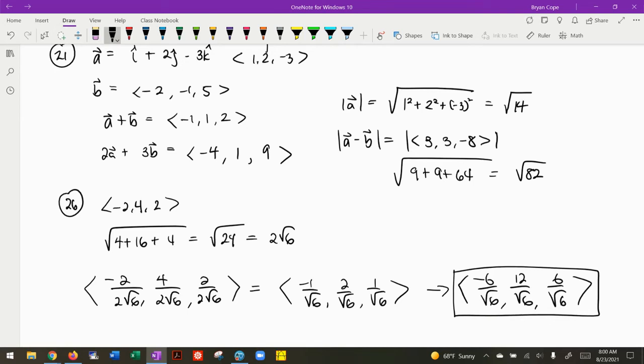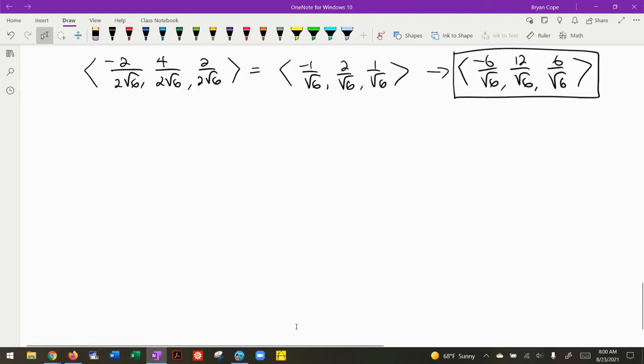Okay, and don't worry about rationalizing the denominator. That's not important to me. Okay, 31 and then 34.